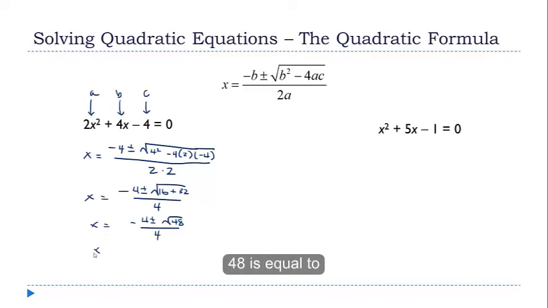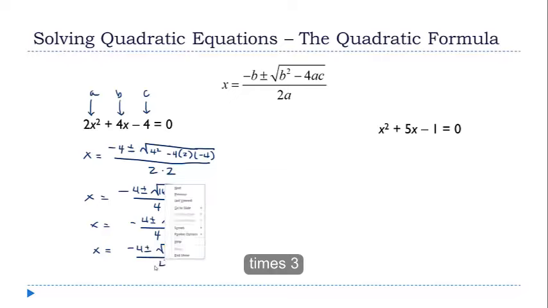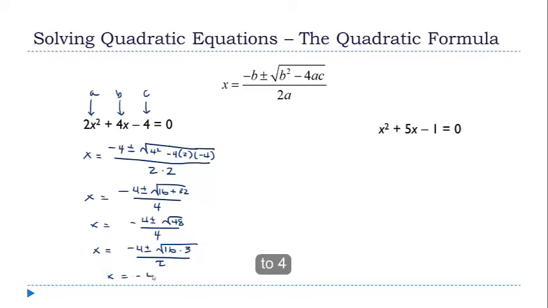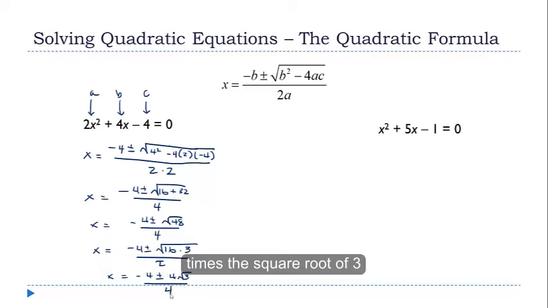48 is equal to 16 times 3. So the square root part simplifies further to 4 times the square root of 3. And if I reduce that by 4, I'll get the final answer. x equals negative 1 plus or minus the square root of 3.